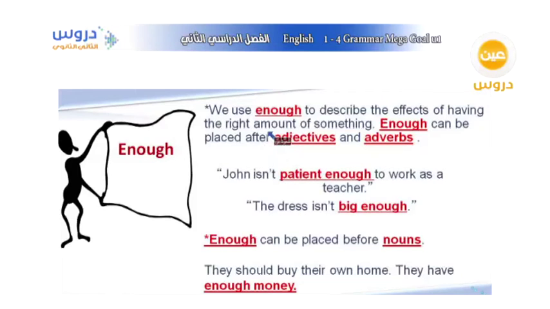Here, on the other hand, we have enough. What about enough? We use enough to describe the effects of having the right amount of something. Enough can be placed after adjectives, not before, but after adjectives and adverbs. John isn't patient enough. As you see here, we put enough after the adjective. John isn't patient enough to work as a teacher. The dress isn't big enough. Enough after the adjective. Enough can also be placed before nouns. They should buy their own home. They have enough money. Sometimes we put it before nouns. Okay.